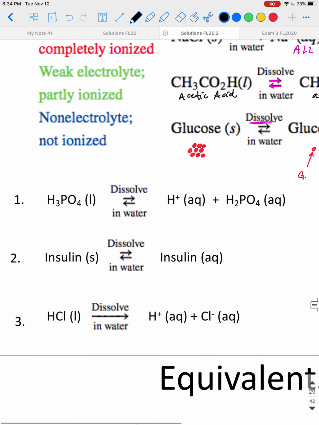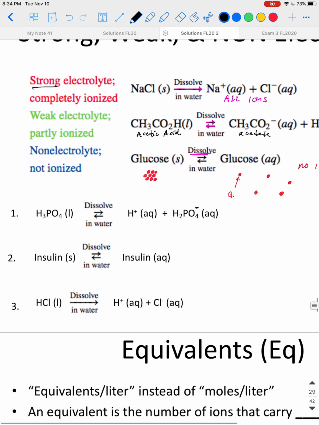So if you've done that, we will look at these. Number one, you have a double arrow, so it's definitely not a strong electrolyte because you'll have both the original and you'll have some ions. So, we have a typo here. This should have a minus sign on it. So you do get ions, but you also have some of your original compound. So this is by definition a weak electrolyte.